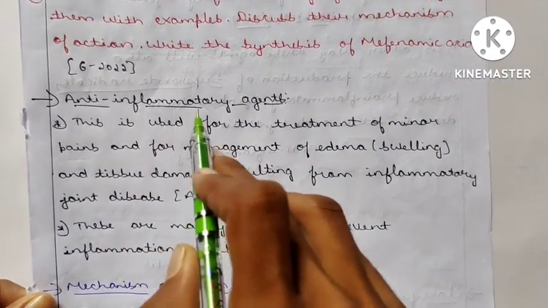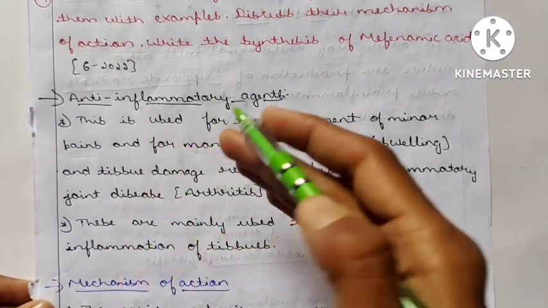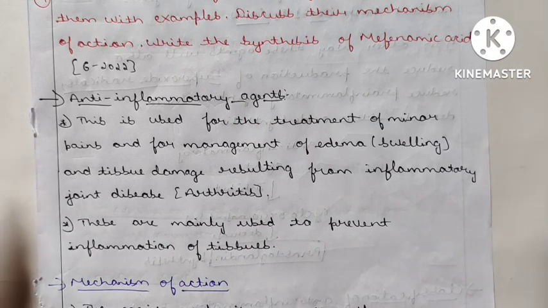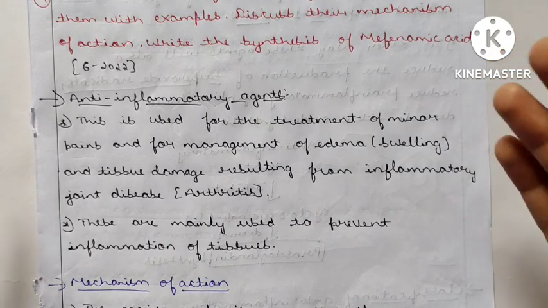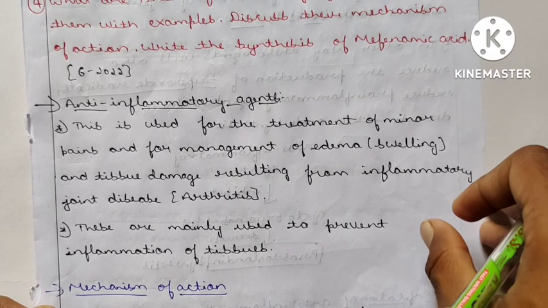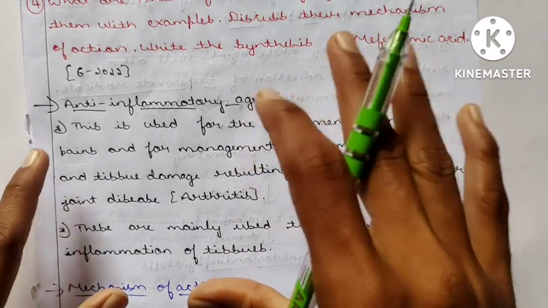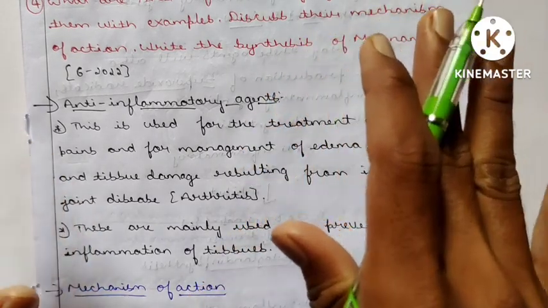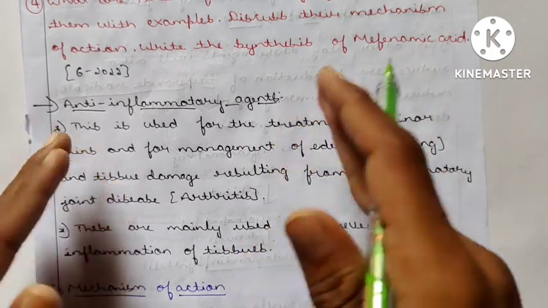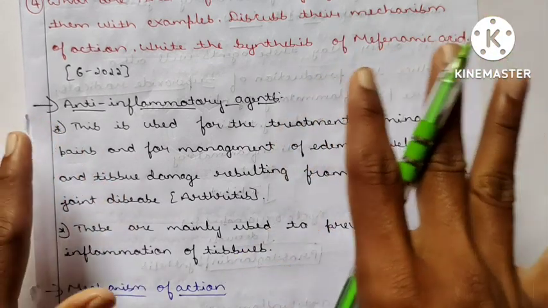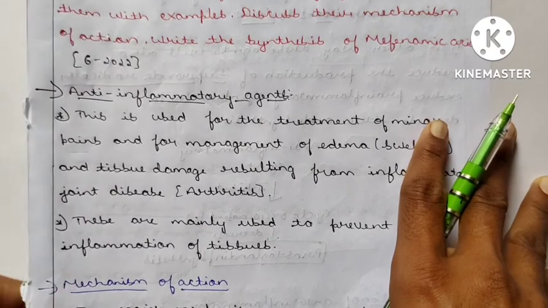First we have to write here what an anti-inflammatory agent is. Simple, it is used for the treatment of minor pains and for the management of edema, meaning swelling and tissue damage resulting from inflammatory joint disease. If you don't know all these things, you write: anti-inflammatory agents are drugs or chemical substances which are used to treat swelling. They are mainly used to prevent inflammation of the tissues.